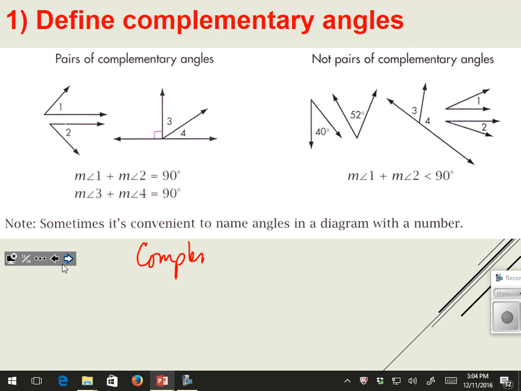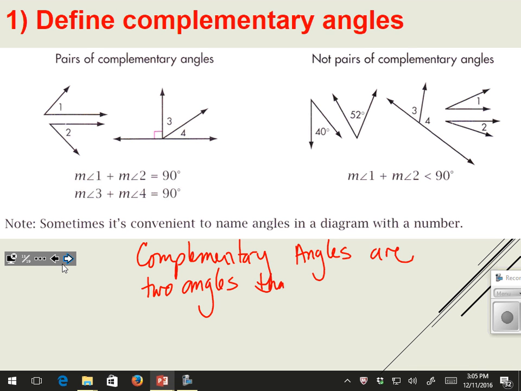Complementary angles are two angles that add up to 90 degrees. Complementary angles are two angles that add up to 90 degrees. That's what it illustrates on the left-hand side.